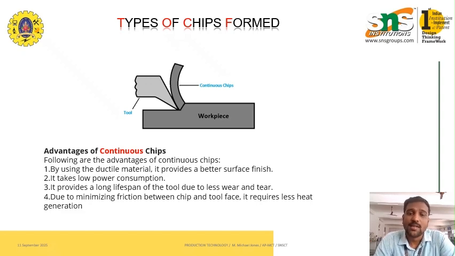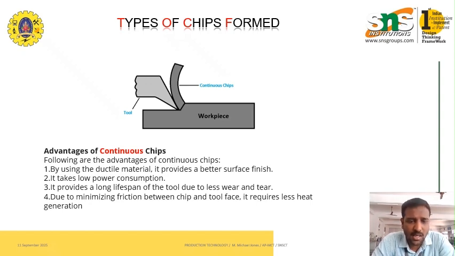Right now, we'll see the types of chips formed. In detail we'll continue the chip formation. Right. So, what are the advantages of continuous chips? We saw in the previous video that continuous chips are formed in very ductile materials only. So some advantages of continuous chip formation are listed here.